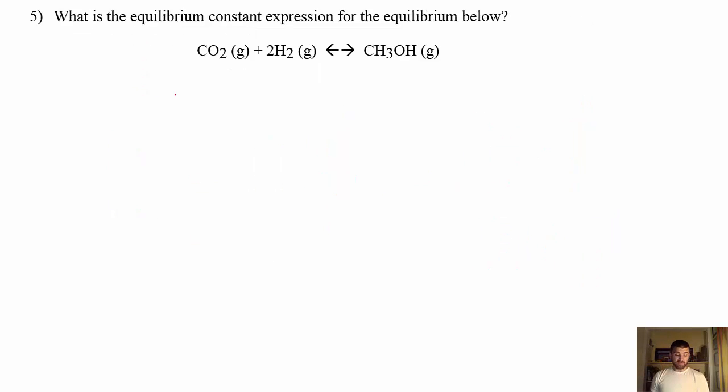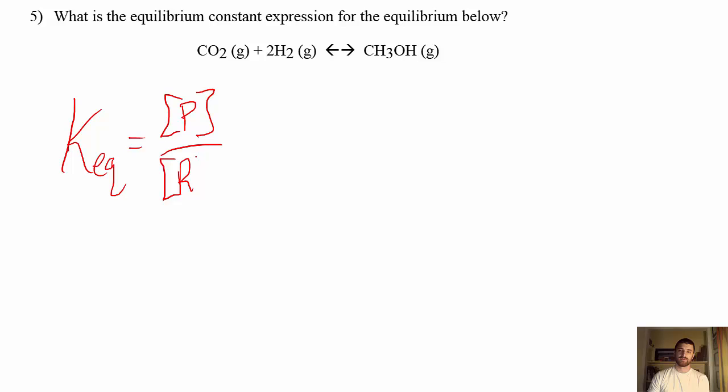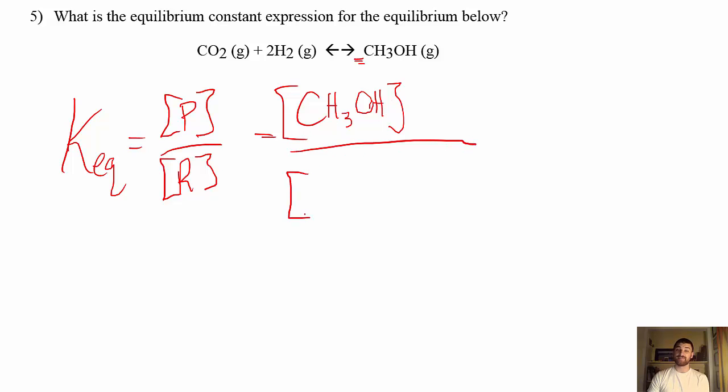5. What is the equilibrium constant expression for the equilibrium below? So it's just like the last one, except different equilibrium. So you got to remember, KEQ is concentration of the products over the concentration of the reactants. So let's take a look. The products, well, again, we only have 1, so it's CH3OH. Concentration of that, coefficient is 1, so I can leave it blank, all over the concentration of each reactant.